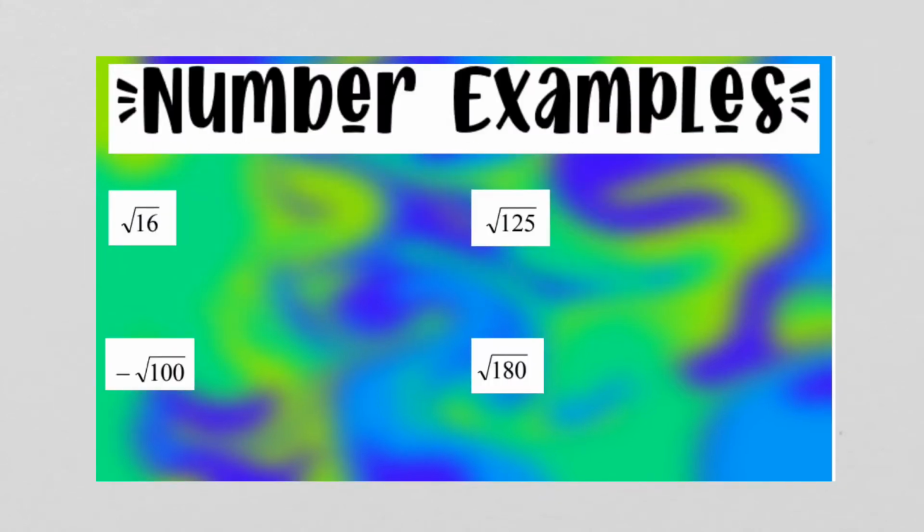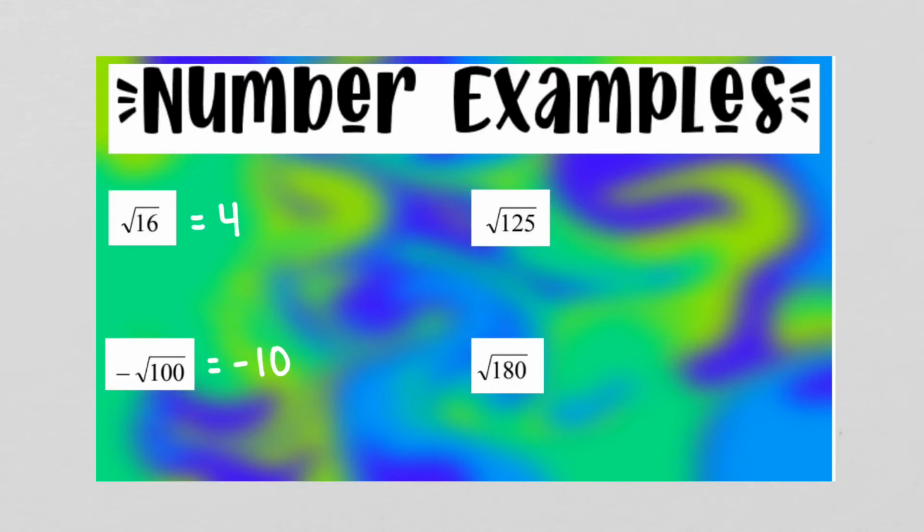So here we've got some number examples. We're going to go through those first. The square root of 16. You should know this straight off the bat. It is on your perfect squares. You should know that this is equal to 4. I'm going to write down, I want the negative square root of 100. So if you have a negative outside, it's going to stay negative. Nothing happens to it. Now, what is the square root of 100? You should know this. It's one of your perfect squares. It is 10. So the negative square root of 100 is equal to negative 10.